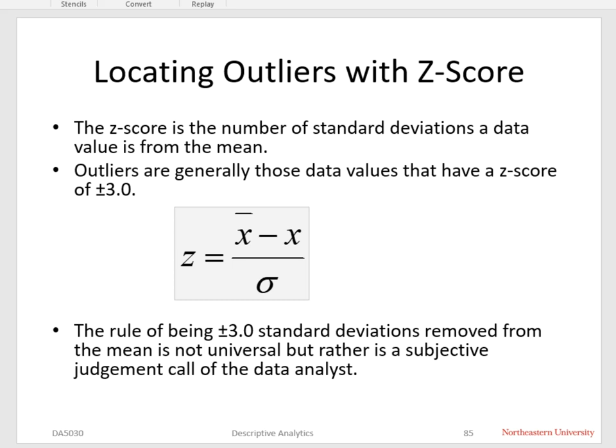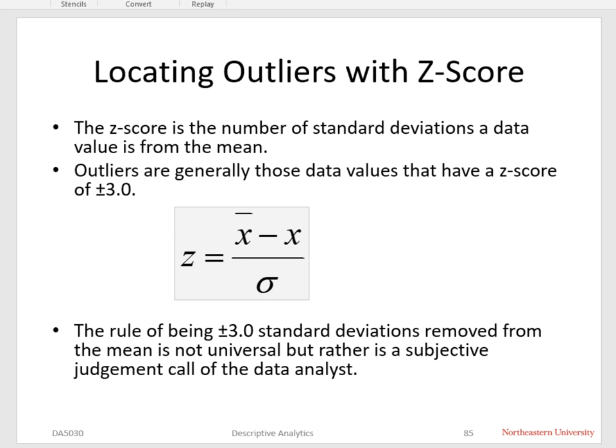So I've pointed out that an outlier is a value that is a certain distance from the mean. So how do you do that? One of the simplest things you can do is to calculate the z-score for every one of your data values. The z-score is basically the distance that a particular data value is away from the mean. It's actually a ratio: how many standard deviations it is away from the mean.